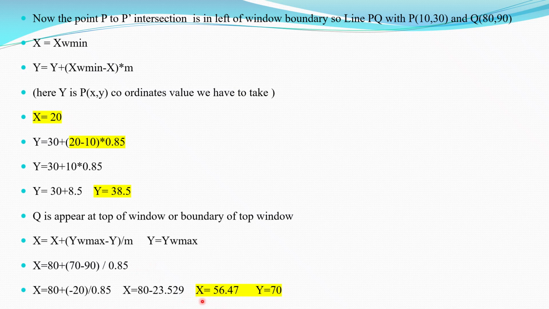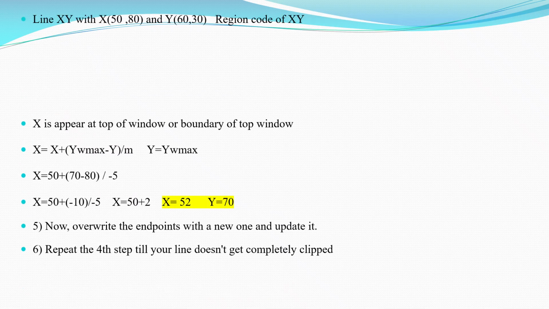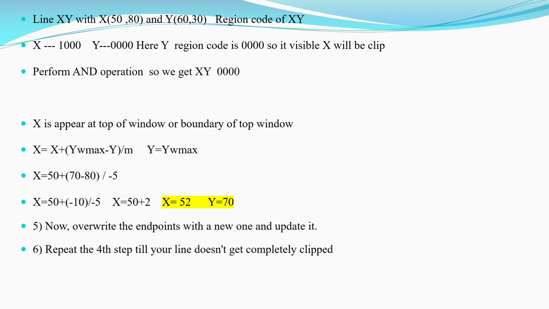We get the X value is 56.47. After the calculation of this, we get 56.47. What is the Y? Y is equal to YW max, that is 70. Okay. Now find out the X and Y lines. Okay, how it is clipping or not.